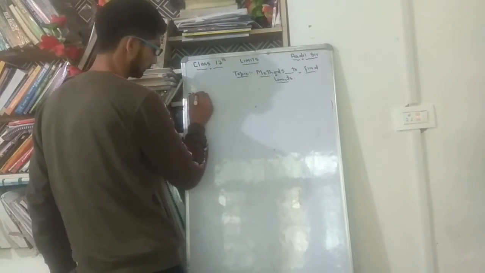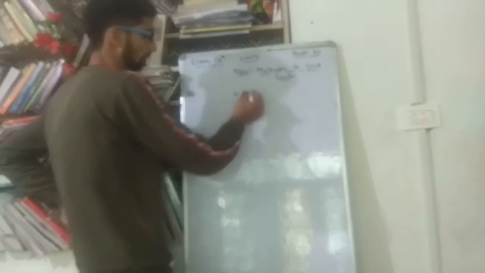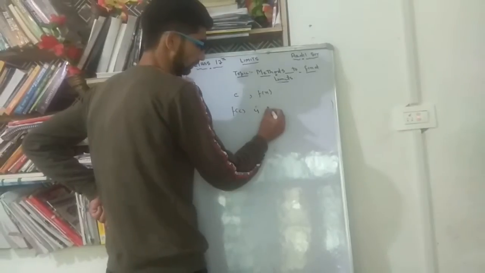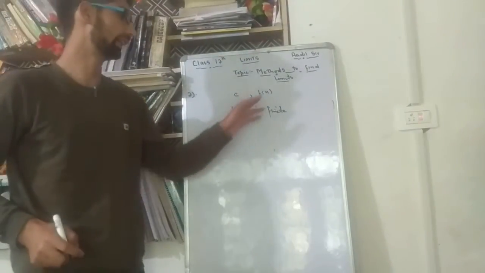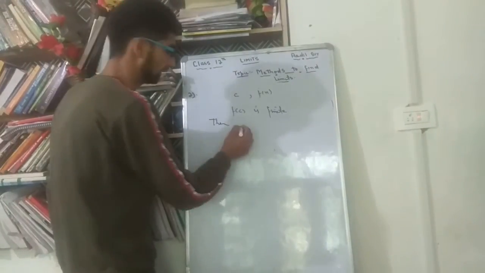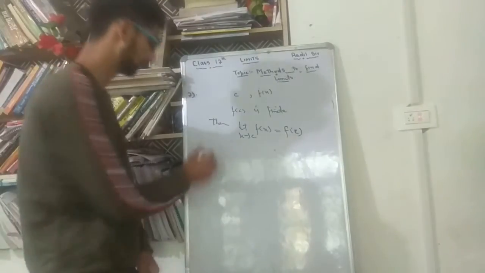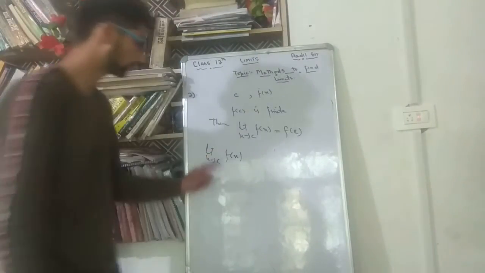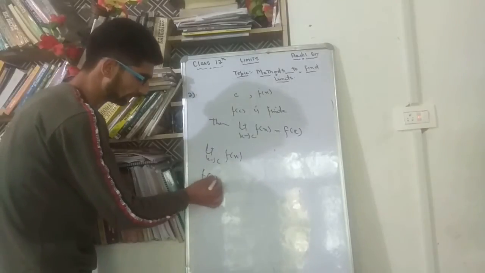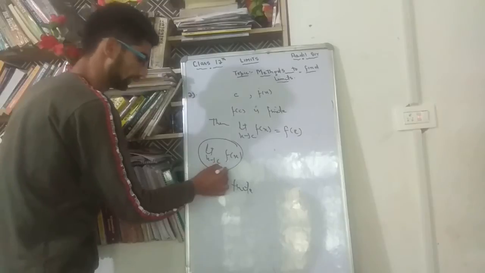Second one beta. If we have a point, for example C, and we have a function f of X, if the value of this f of X at this point C is finite, then the second rule is limit X turns to C f of X is equal to f of C. In other words, if we have to find the limit X turns to C f of X, and if we get the value of function at this point C is finite, then this limit is always equal to f of C.